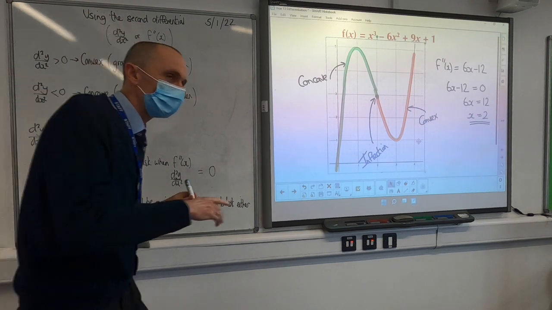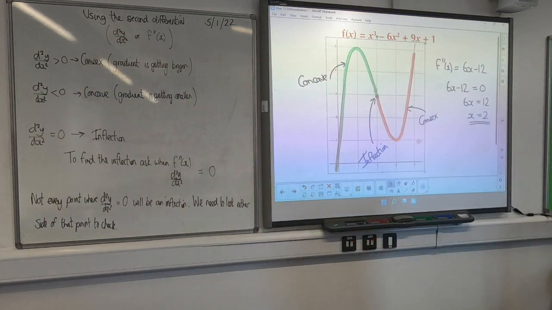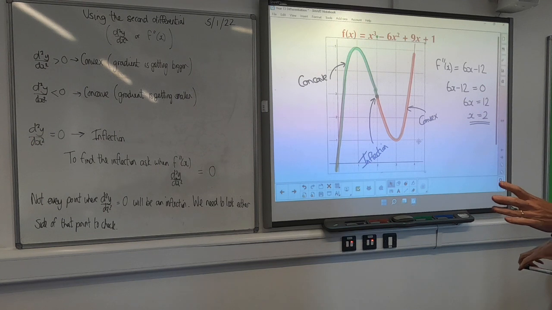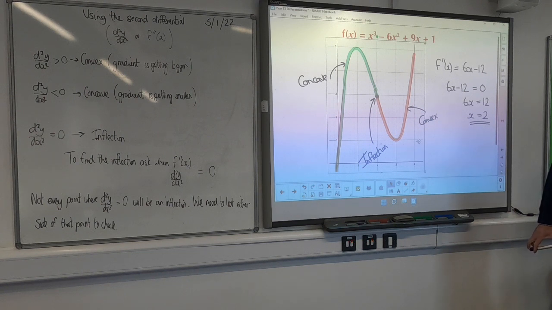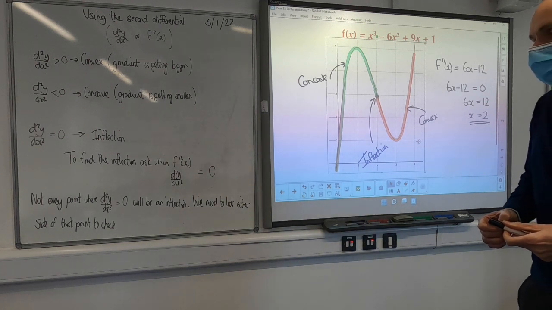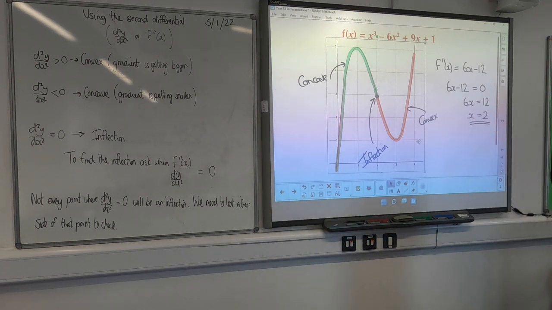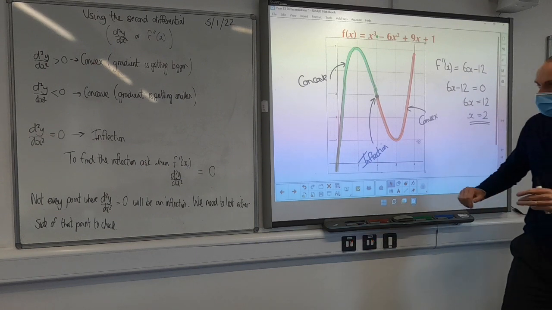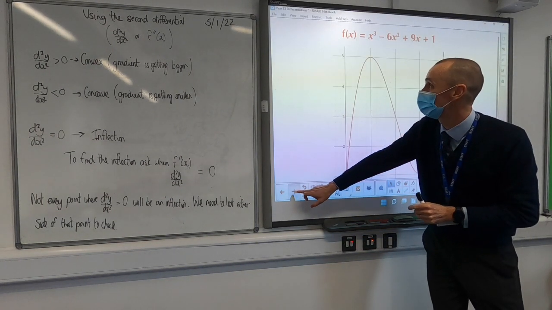And I think that's best illustrated with an example rather than... So not every point, sorry if you're on video or if you're here, it's very hard to read, I apologise. I'm rusty after Christmas. Not every point where d2y by dx squared equals 0 will be an inflection. We need to look either side of the point that we found to check. And I want to illustrate that with an example.